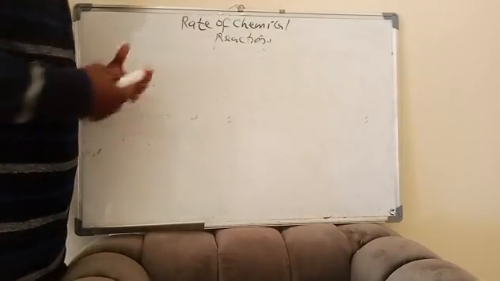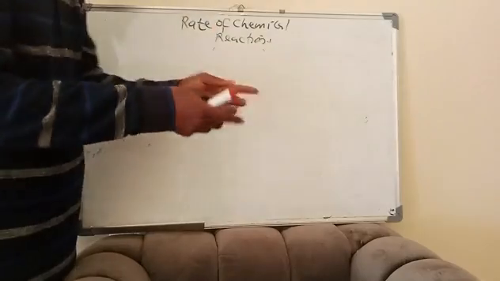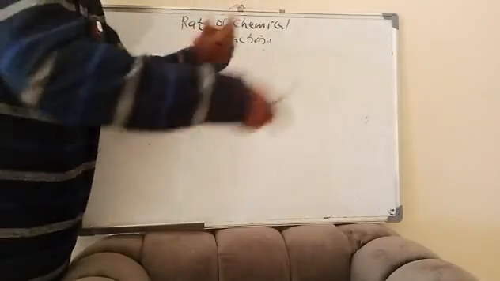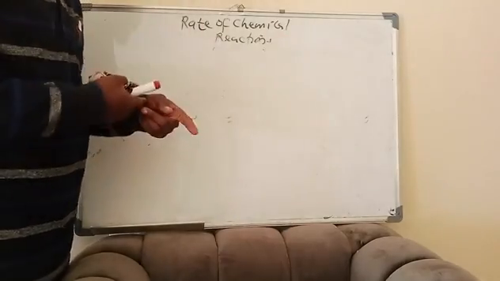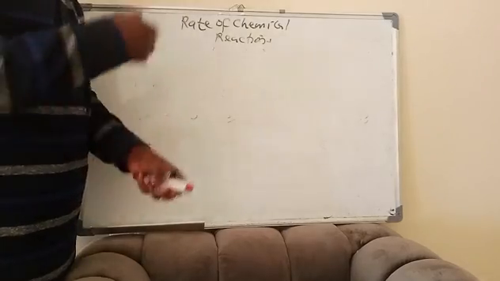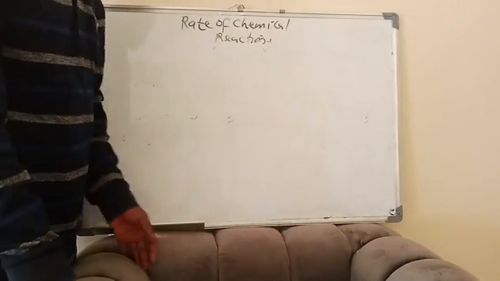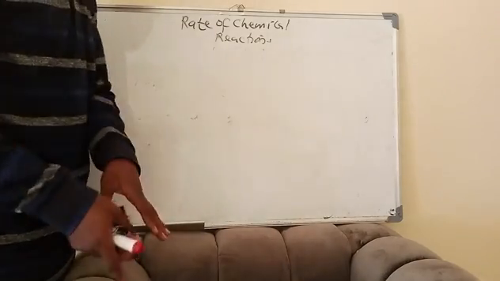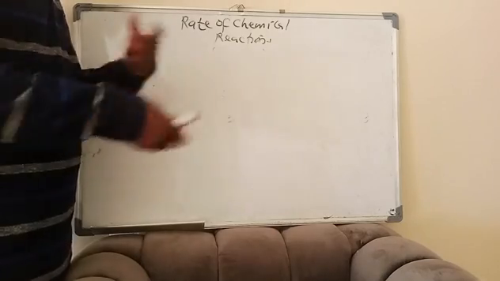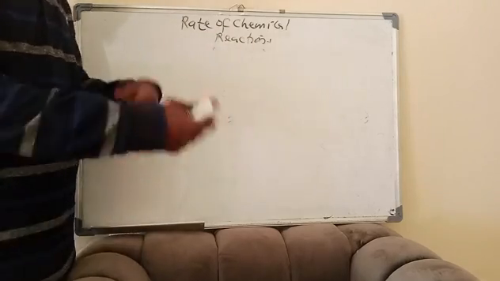At what rate are the reactants changing into the products? Or at what rate is the product being formed? Because in a reaction, the reactants are disappearing into the products, while the products are appearing, they are being formed. So the rate of a chemical reaction is the rate at which the reactant is disappearing, or the rate at which the product is appearing, or the amount of the reactant that is disappearing per unit time, or the amount of the product that is being formed per unit time. So that is the rate of chemical reaction.